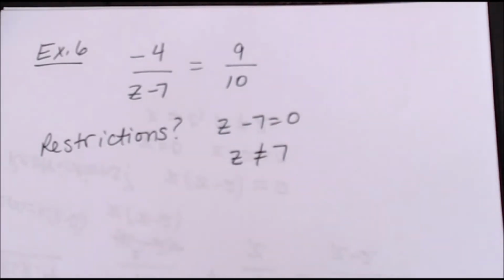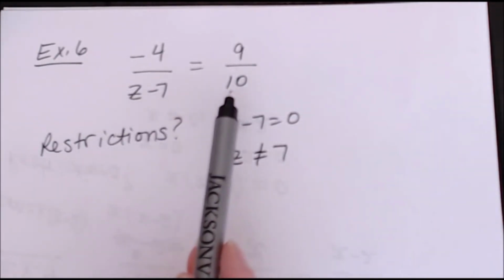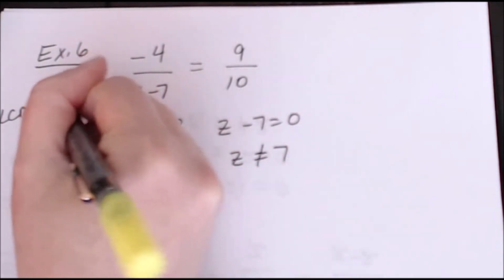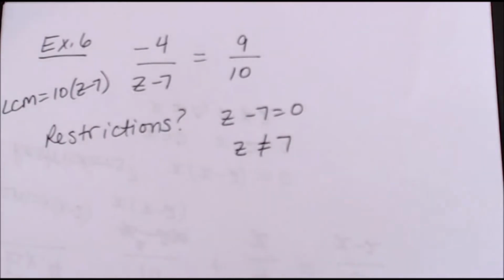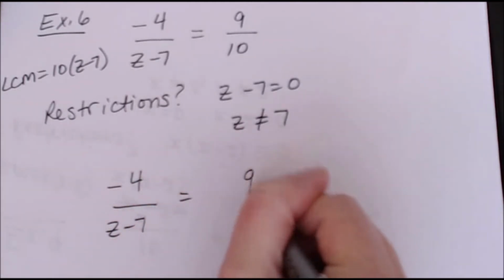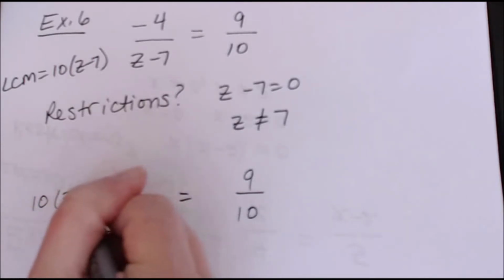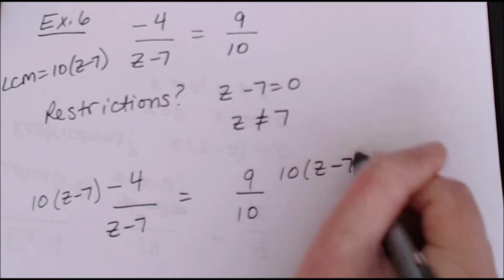We want to go ahead and clear the fractions. So the combination of my denominators would be z minus 7 and 10. So I'm going to go ahead and multiply everything. Let me write this down. My least common multiple this time is 10 and the z minus 7. So I'm going to multiply everything up there by that expression. Let me rewrite this so it's a little bit neater. So I've got negative 4 over z minus 7 equals 9 over 10. So we're going to multiply the left side by 10 times z minus 7. We're going to multiply the right side by 10 times z minus 7.